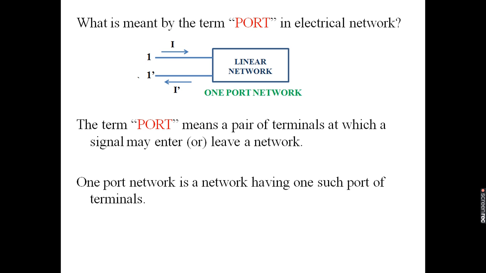First thing, what is meant by a port in an electrical network? Look at this diagram or figure. You can see here two lines connected with the network. These two lines are terminals, 1 dash, and this pair of terminals is called a port. So a port means a pair of terminals at which a signal may enter or leave a network. This network is called a one-port network because we got only one pair of terminals, 1 dash.